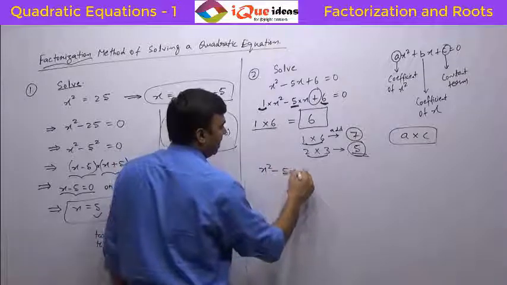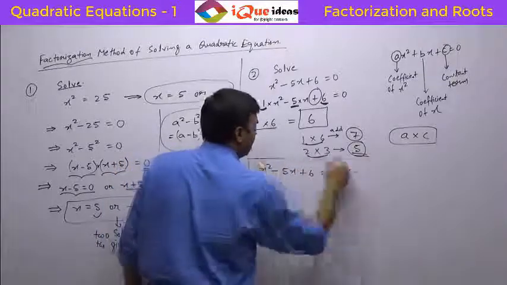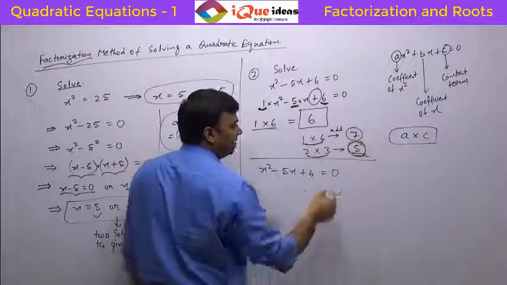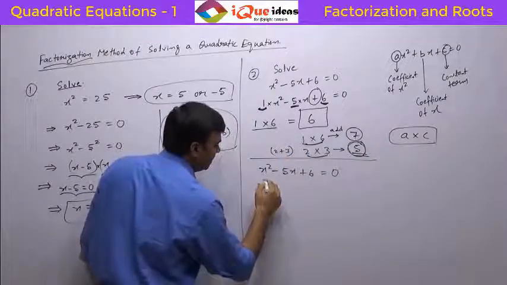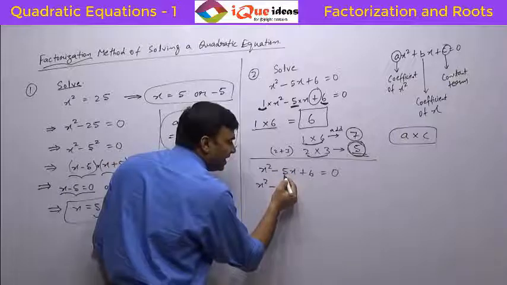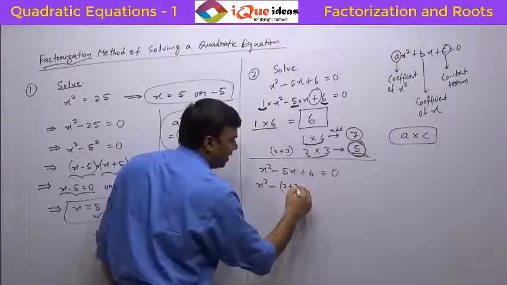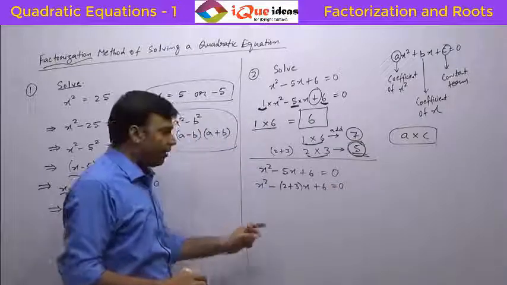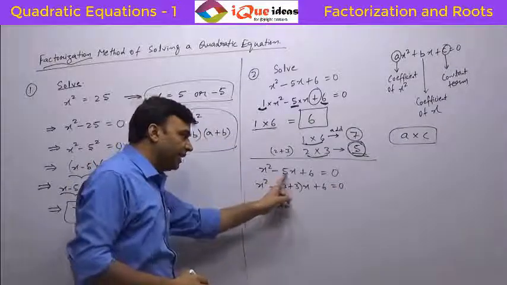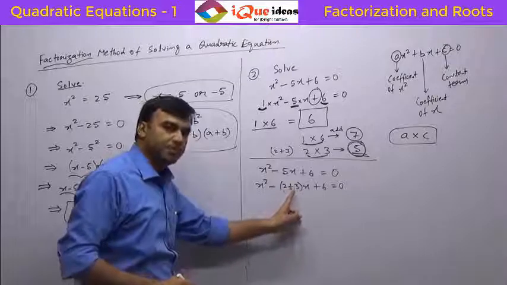It is x square minus 5x plus 6 equal to 0. How did we get this 5? This 5 is 2 plus 3. Right? So what we do here is we say x square minus, in place of 5, we take 2 plus 3 into x plus 6 equal to 0. Be extremely careful about the bracket and the sign. In place of 5, I am writing simply 2 plus 3. Okay.